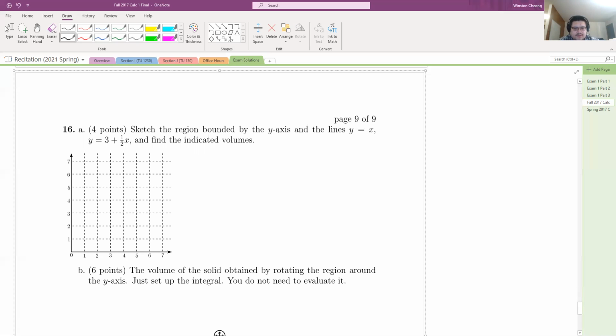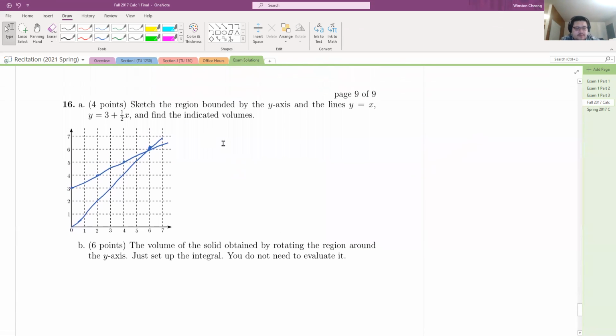Sketch the region bounded by the y-axis and the line y equals x, and another line. Okay, another line. That's interesting. So y equals x, that's easy enough to draw. And then 3 plus a half x. So that'll be like that, and it'll intersect there, and then it'll go through. Okay. Find the indicated volumes. Oh, wow. The problem is actually giving you points just to sketch it. That's funny. The y-axis and that. Okay, that's fine.